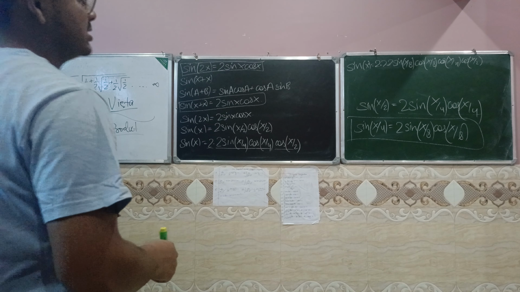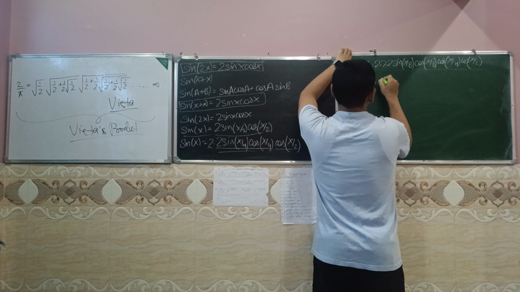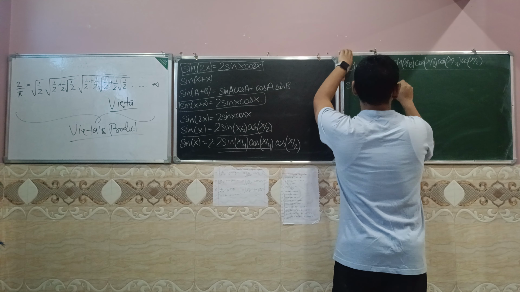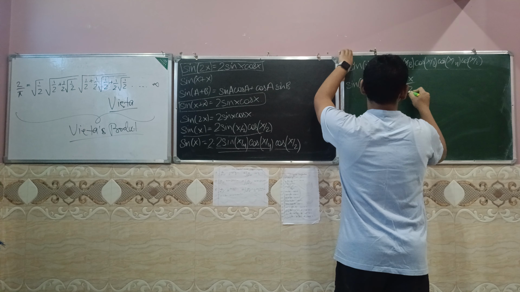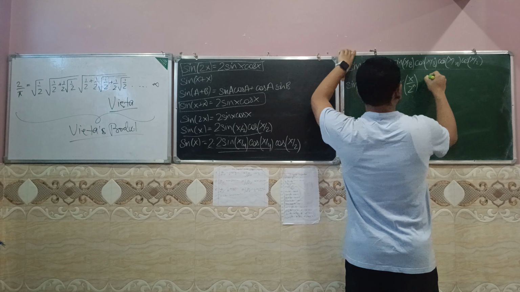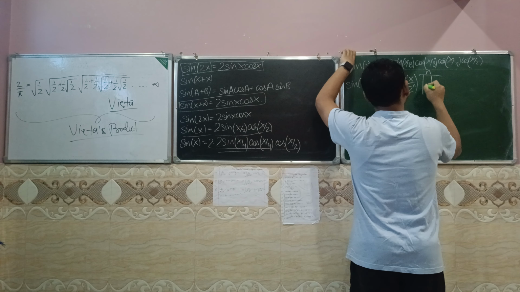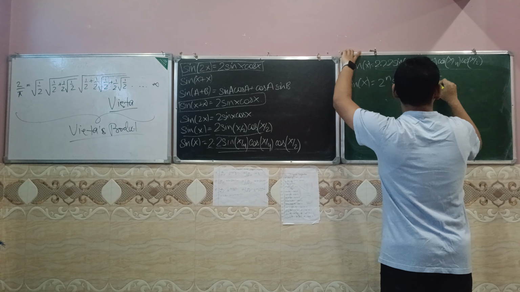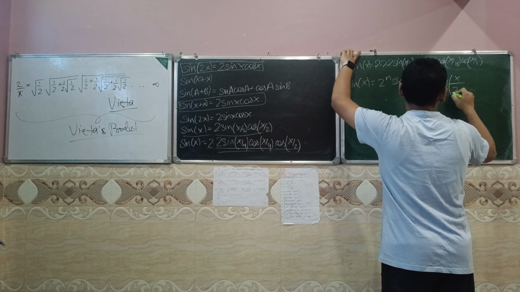If you observe this, this one and then this one, then this one and then this one, you're going to have, generalizing it, sine of x equals 2 to the n times sine of x over 2 to the n, times the product as k goes from 1 to n of cosine of x over 2 to the k.